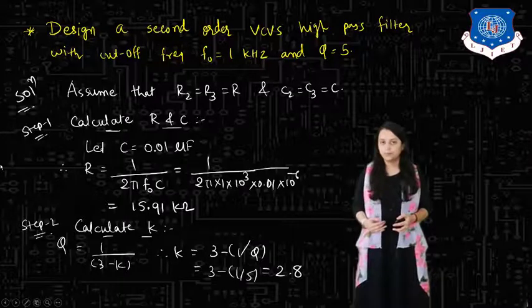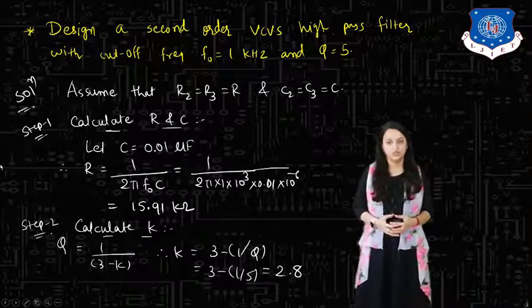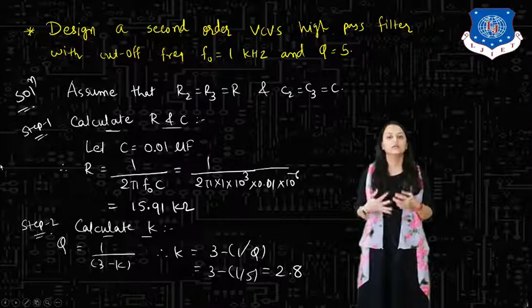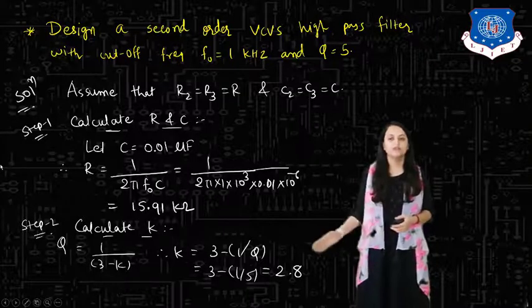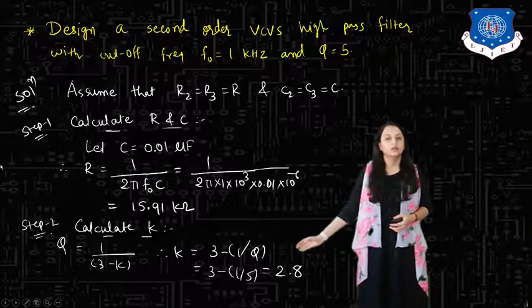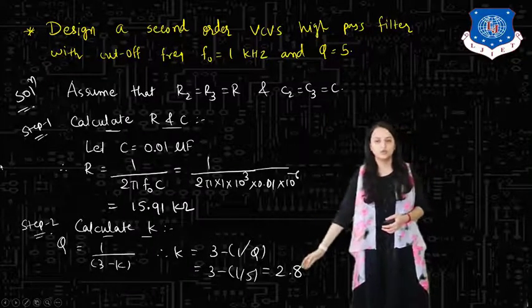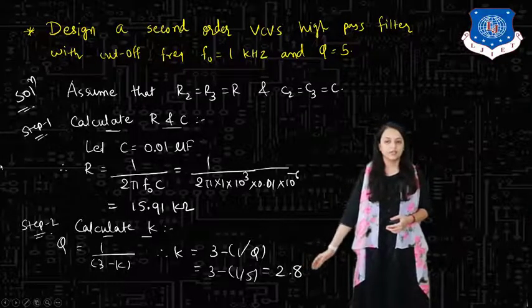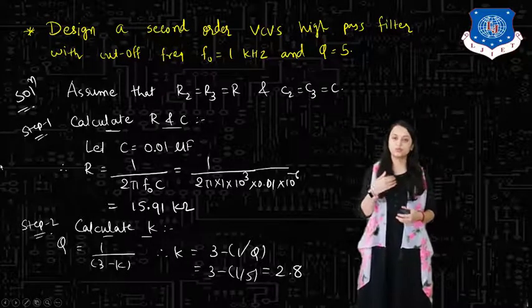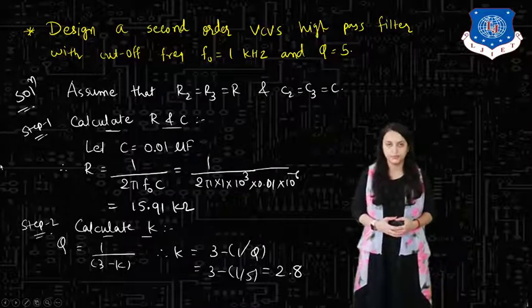Now let us move to step 2, where we need to calculate the value of K. So Q is given as 1 upon 3 minus K. If you make K the subject, we will have K equals 3 minus 1 by Q. Here the Q value is given to us, which is 5. So we are placing that value over here. So we can get the value of K, that is equal to 2.8. So step 2 was to obtain the value of K, which we have obtained as 2.8.